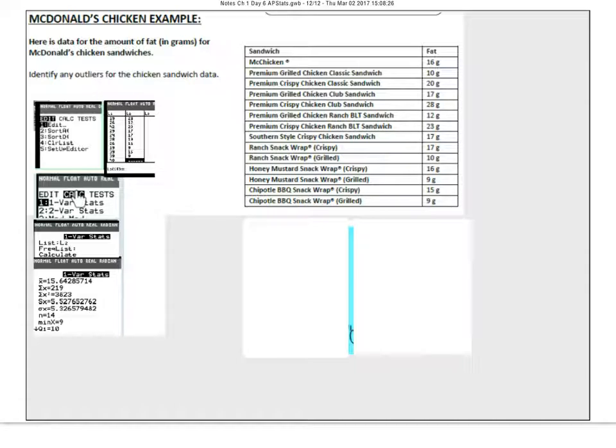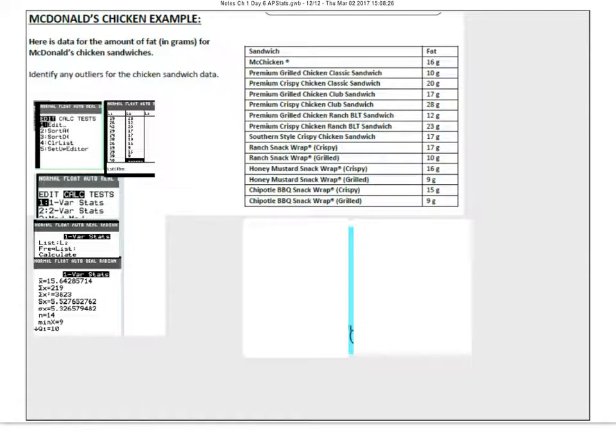I'm then going to do stat calculate and do a one variable statistic. On list 2, I'm going to change it this time and get this output. Just as a recall, x bar is our mean right there. This next one is sigma sub x. It added all the x's up and tallied 219. N is the number of pieces of data, so there are 14 pieces of data in here. Now, I see quartile 1. I'd have to scroll down to get to quartile 3.